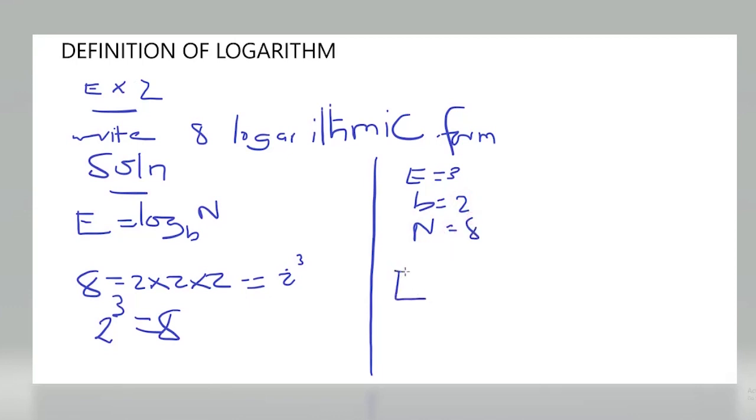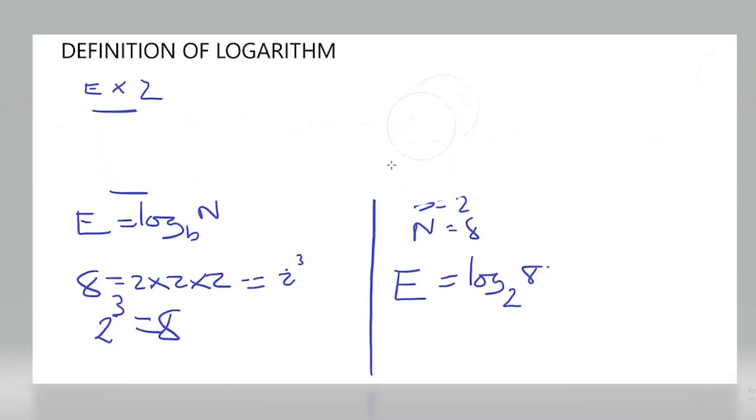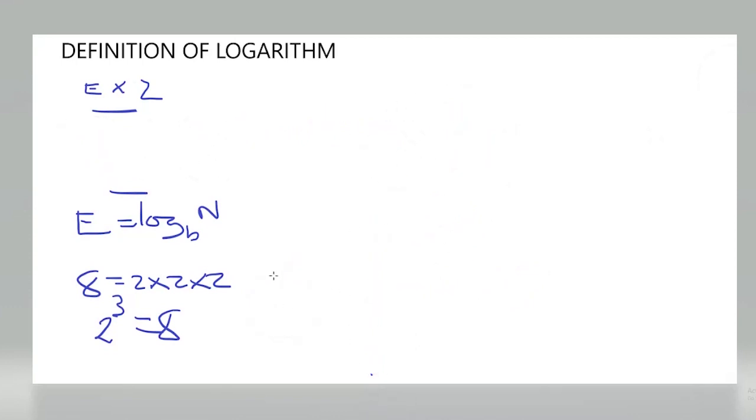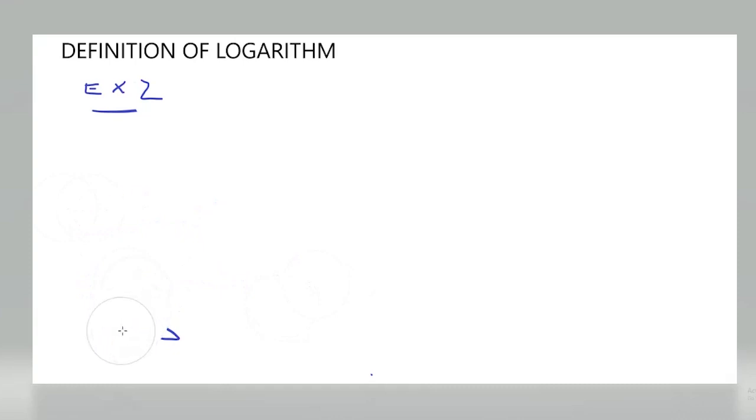Now the exponent will be equal to the logarithm of the number, which is 8, base 2. Okay, this is how we can write 8 into logarithmic form. Just remember the formula, which says logarithm of a number to base. This is the general formula I'm going to use in solving most logarithmic expressions.